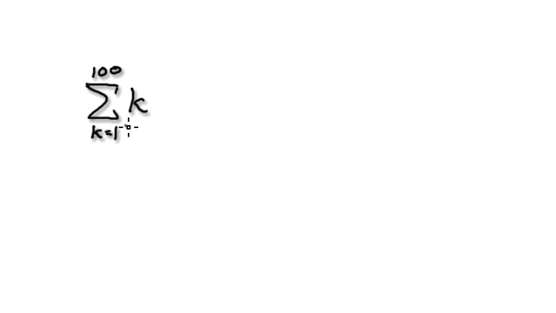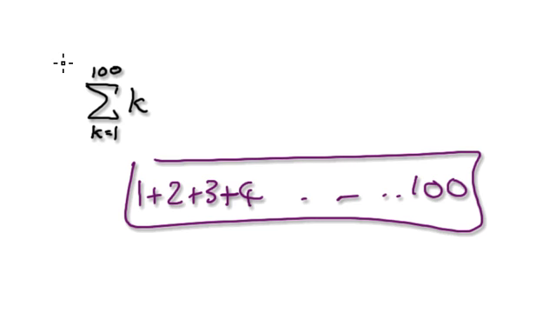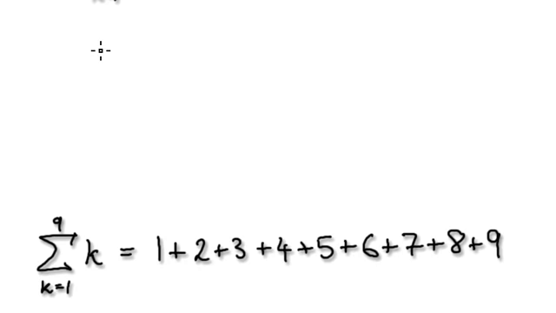If I were to ask you to evaluate this from 1 to 100, it would be very tedious for you to sit there and do 1 plus 2 plus 3 plus 4 all the way up to 100. It would be very tedious for you to do this. So remember, when something's complicated, break it down into something simpler, and then try and investigate what's going on.